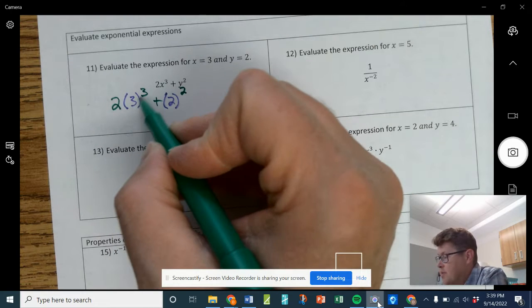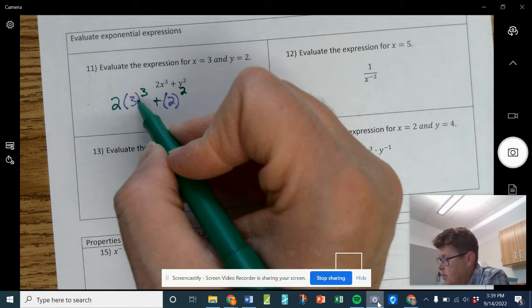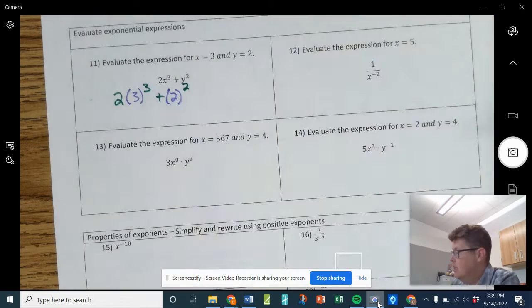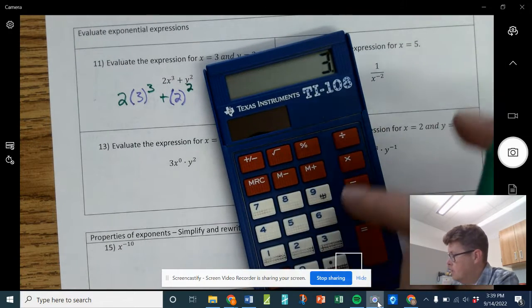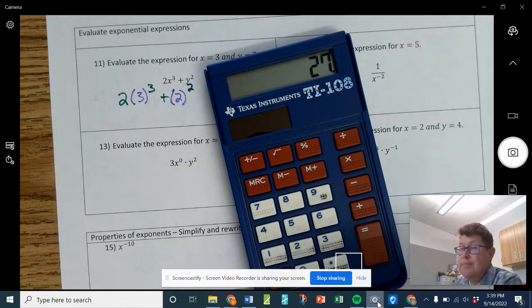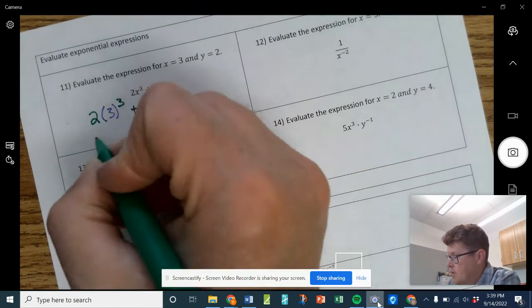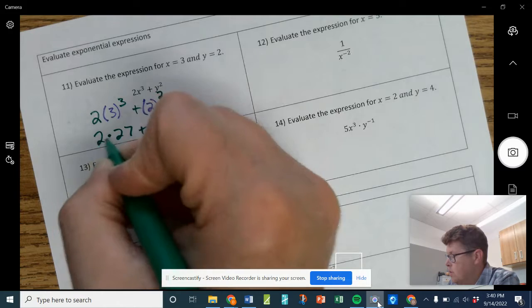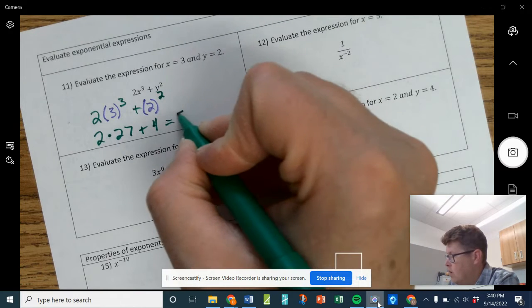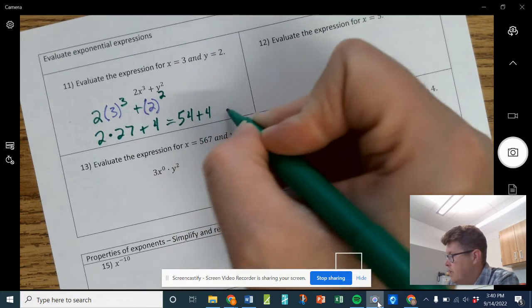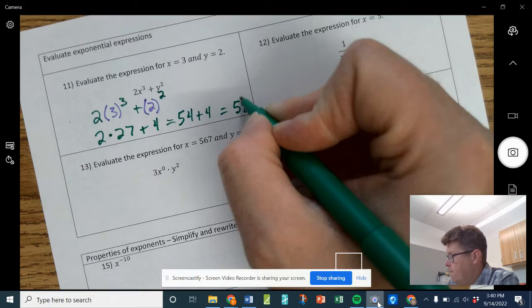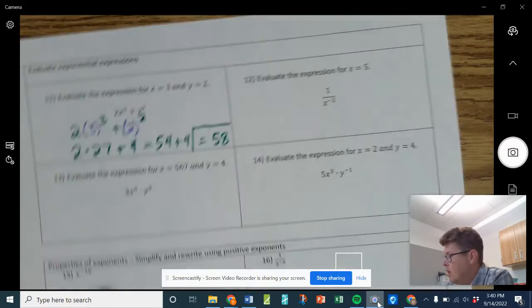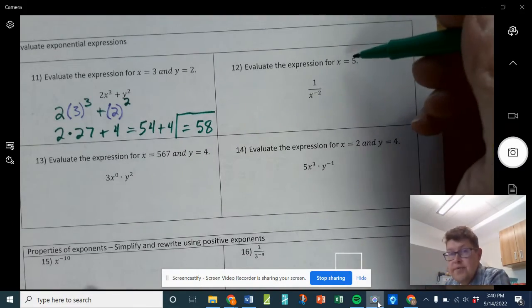So now I do my exponents first because of PEMDAS, right? So I do this 3 cubed. 3 times 3 times 3 is 27, right? 3 times 3 times 3. It's not 3 times 3, okay? So this becomes 2 times 27 plus 2 squared, which is 4. 2 times 27 is 54. Plus 4 is 58. Okay.